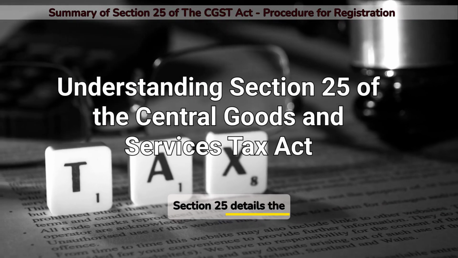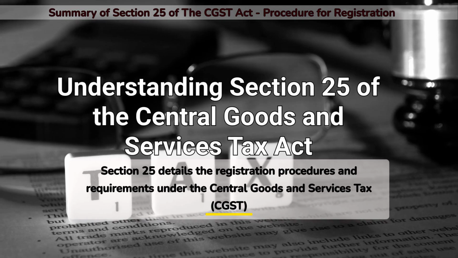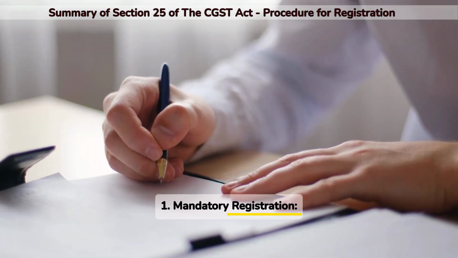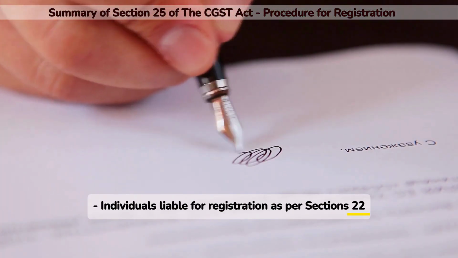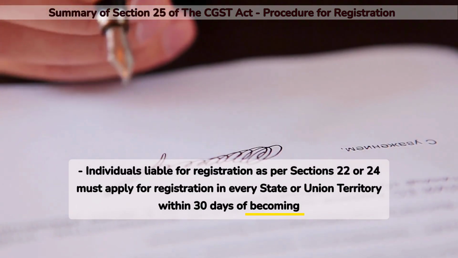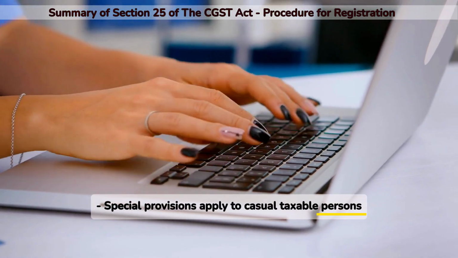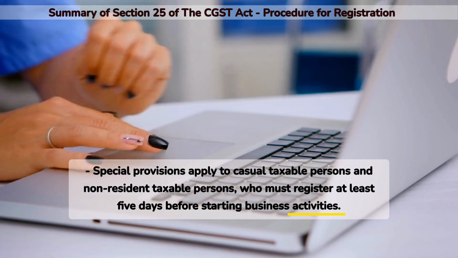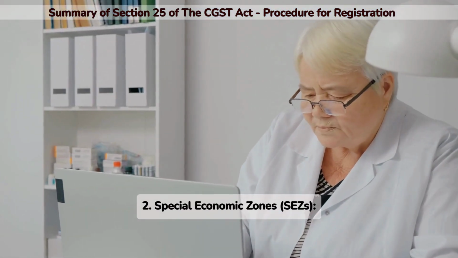Section 25 details the registration procedures and requirements under the Central Goods and Services Tax (CGST) regime in India, including key points. 1. Mandatory registration. Individuals liable for registration as per Sections 22 or 24 must apply for registration in every state or union territory within 30 days of becoming liable. Special provisions apply to casual taxable persons and non-resident taxable persons, who must register at least 5 days before starting business activities.